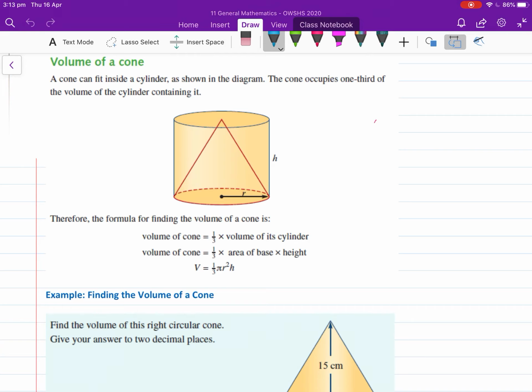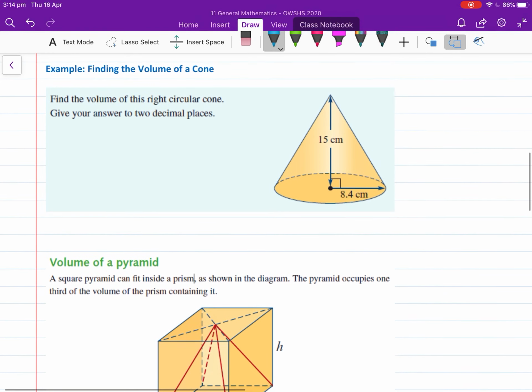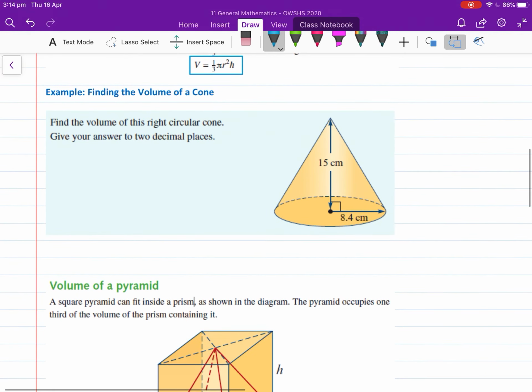Now, the volume of a cylinder is based on the area of its base, which is our circle. And so we know the area of a circle is pi r squared. And then we are multiplying by its height. So when we talk about the volume of the cone, it's exactly that, but 1/3. So the volume of a cone is 1/3 of pi r squared times the height. So to look at an example of that, we'll leave that little formula on the screen.